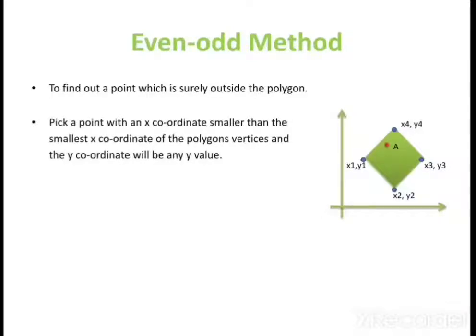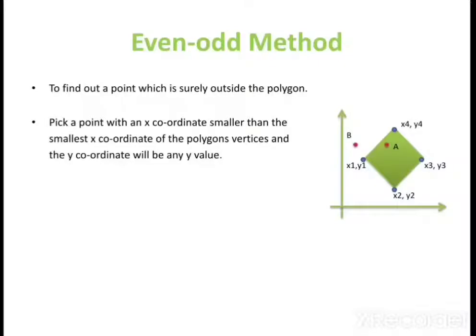So what is the smallest x coordinate of this polygon? Here you can see x1, x2, x3 and x4. These are the 4 x coordinates. Which is the smallest among x1, x2, x3 and x4? The x1 is the smallest coordinate of that polygon. So we pick one point whose x coordinate is smaller than x1, and that point I am taking over here.